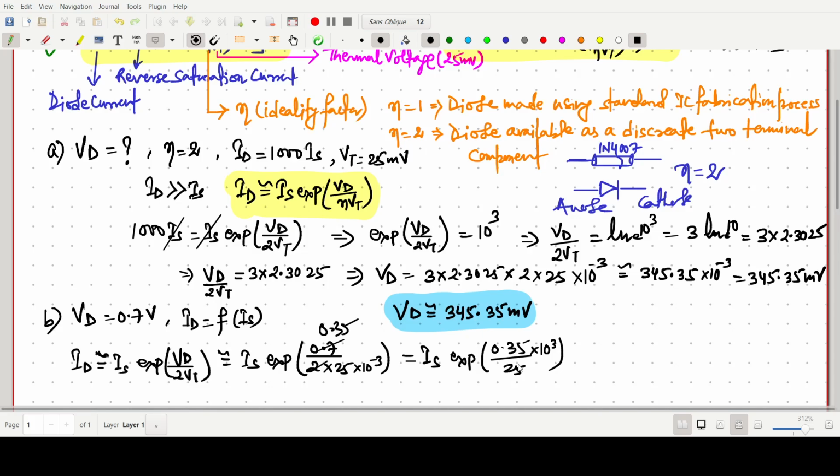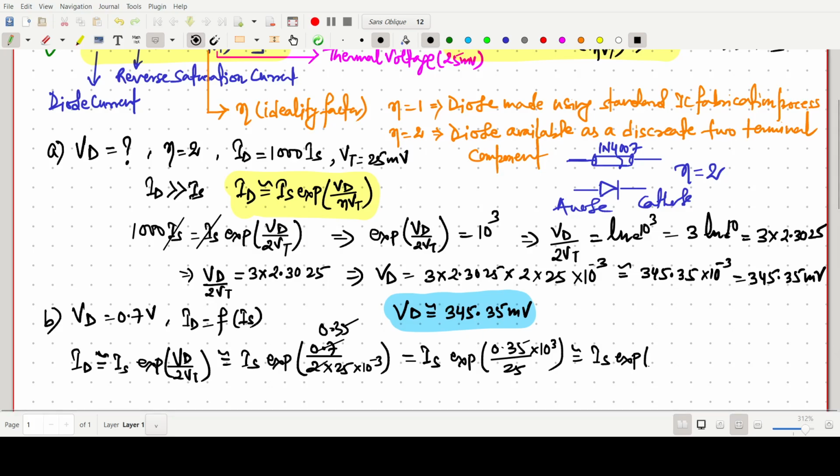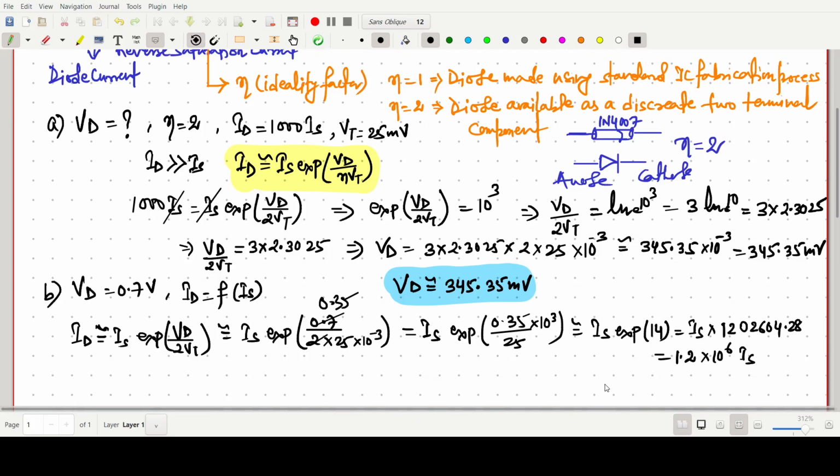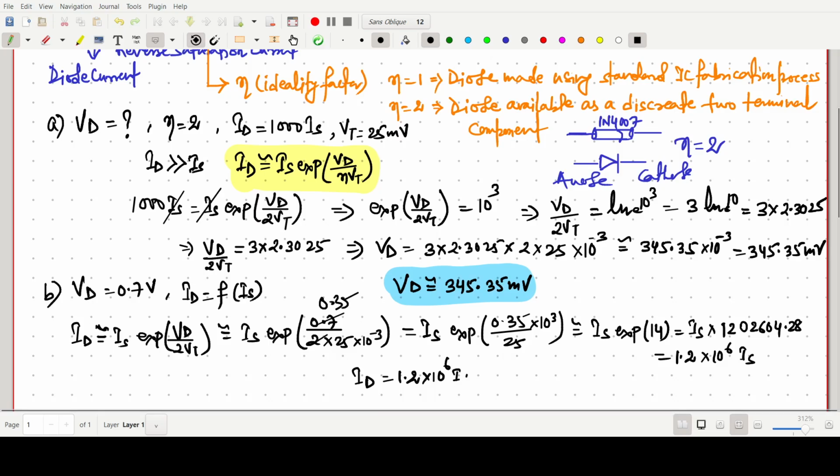If we solve this, 0.35 by 2 into 10 to the power 3, it will come nearly equal to IS EXP, exponential. We can also write e to the power 14 or something, depending upon your choice. If we solve e to the power 14, it comes to 1202604.28, or in general one can write in 10 to the power 6 terms, 1.2 into 10 to the power 6 of IS. So this current will be 1.2 into 10 to the power 6 IS. So here the ID value will be 1.2 into 10 to the power 6 IS.